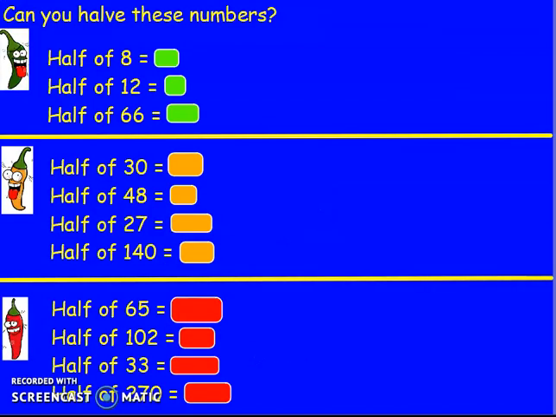Okay, let's practice this now. I'd like you to pause the screen there and have a go at the chilli challenge that you feel most confident with. It's asking you to halve the numbers. Remember to write them neatly in your book, draw the arrows to each digit, and halve them by partitioning them first and then adding the answers together.